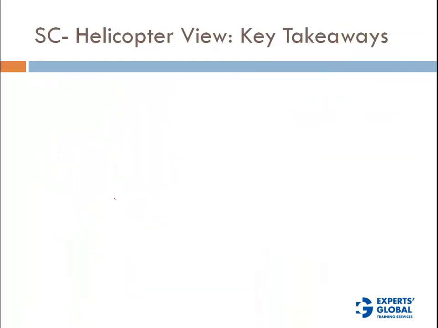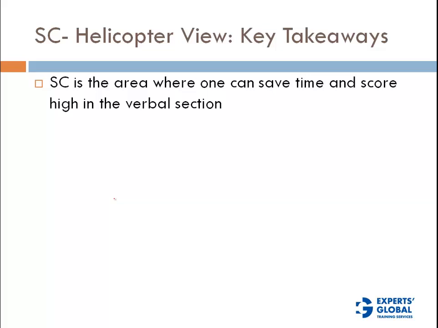So some key takeaways before we end this video. Sentence correction is the area where one can save time and score high on the verbal section. Very important. Reading comprehensions and critical reasoning are going to take relatively more time. Sentence correction is the area where you can save a lot of time and score at 90% accuracy and above. And remember, sentence correction questions are relatively more popular. Around 40% of your test is going to be sentence correction, and 30% each are what critical reasoning and reading comprehensions are going to contribute. Just 8 main rules are tested.